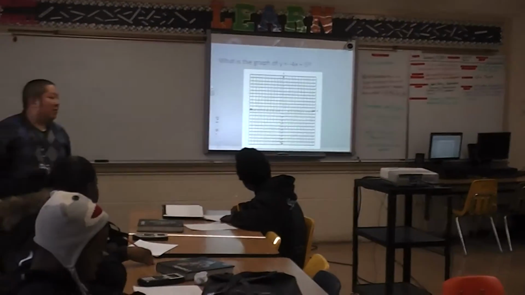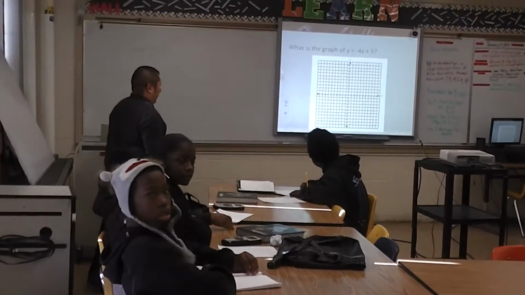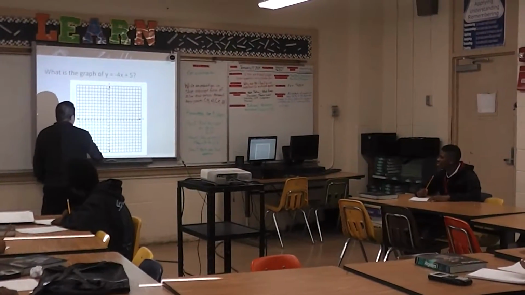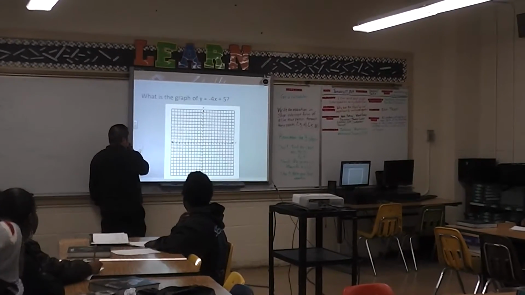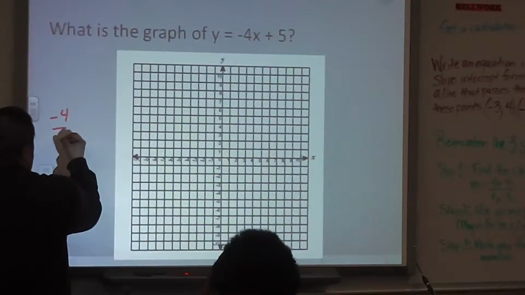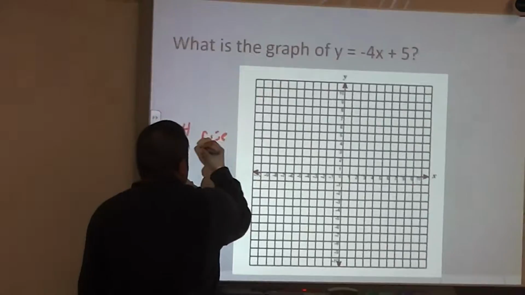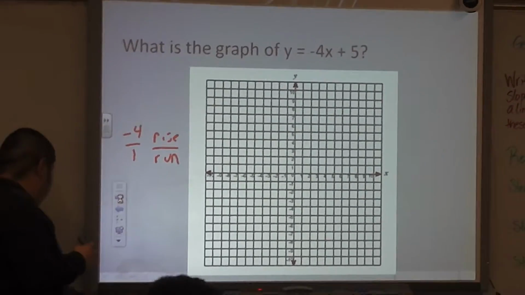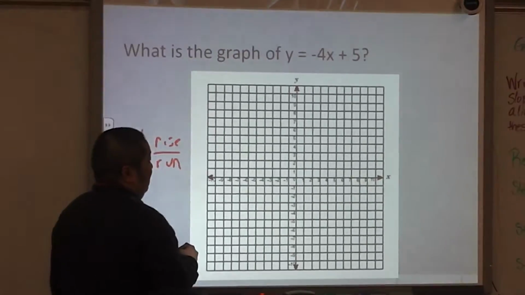So our y-intercept is what? 5. It's 5, I said that, which would make our slope what? -4. And that would be as a fraction, it would be what? It would be -4 over 1. Good. Yeah. So that's our slope. Darius, where am I going to plot my y-intercept? It's a 5. At 5. Positive or negative? Positive.